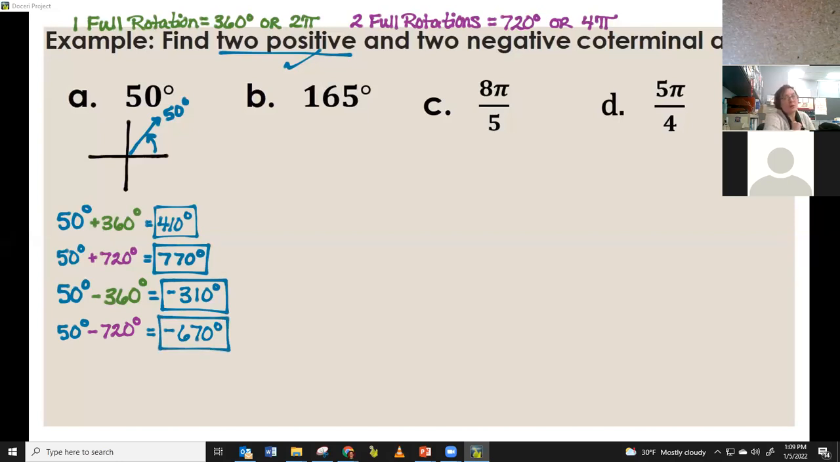I want you guys to do part B on your own, 2 positives, 2 negatives, and I want you to give me your 4 answers in the chat. Here's how I want them in the chat. I want them from smallest to largest. So I want the negatives first, and then I want you to end with the positives.